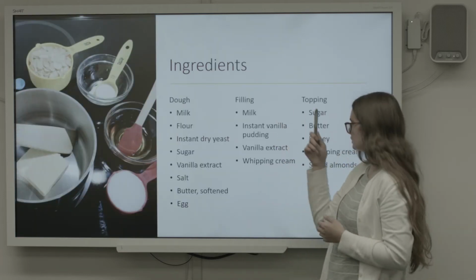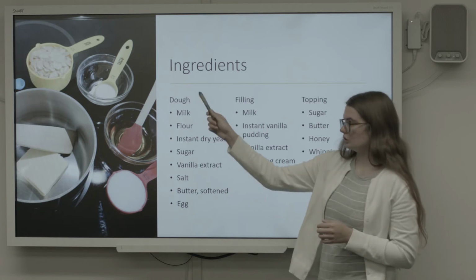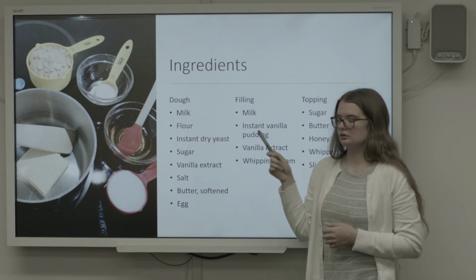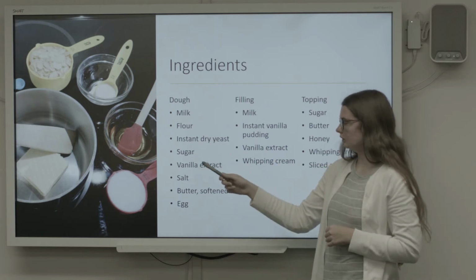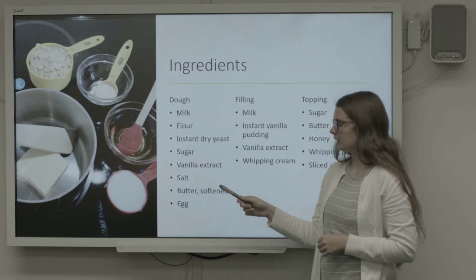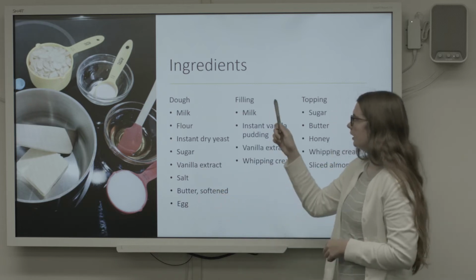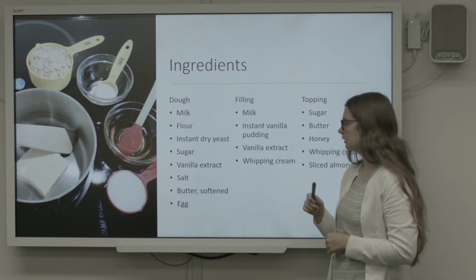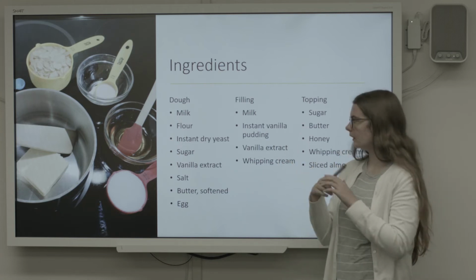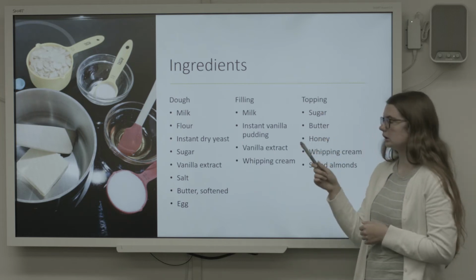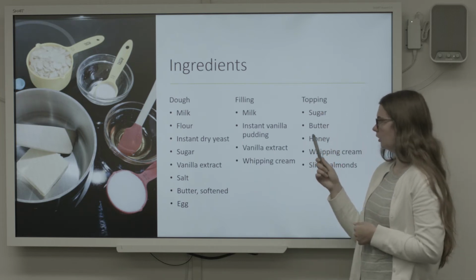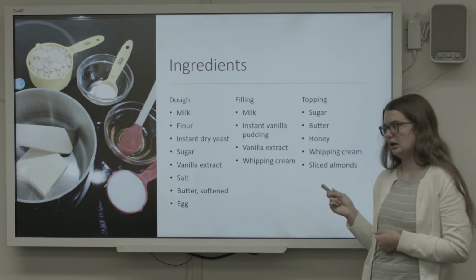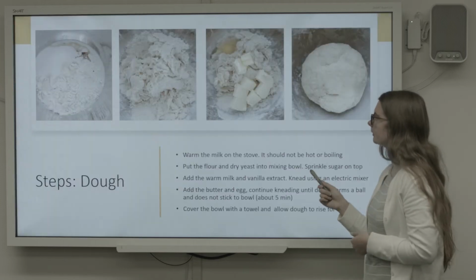So, some ingredients you're going to need. For the dough, or der Teig, you will need milk, flour, Hefe, sugar, vanilla extract, salt, butter, and an egg. And then for the filling, you're going to need milk, instant vanilla pudding, vanilla extract, and whipping cream. And then the topping, you're going to need sugar, butter, Honig, whipping cream, and Mandeln. You're going to need Mandeln for the topping.